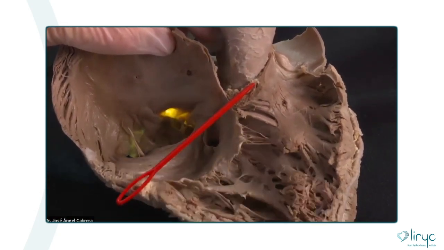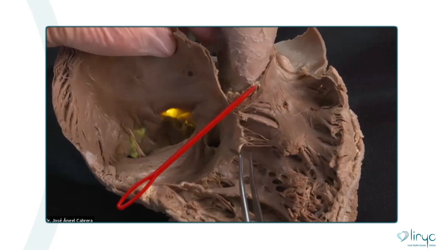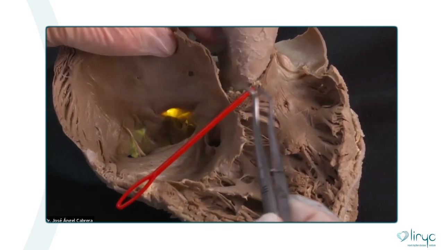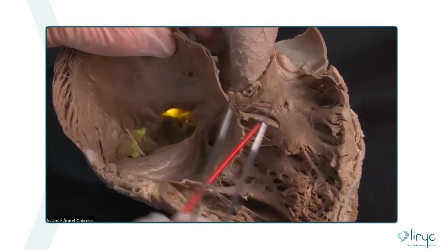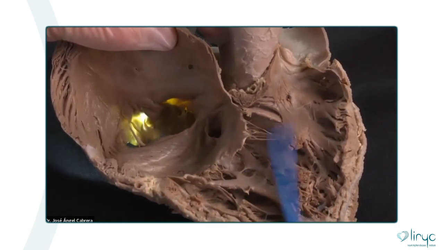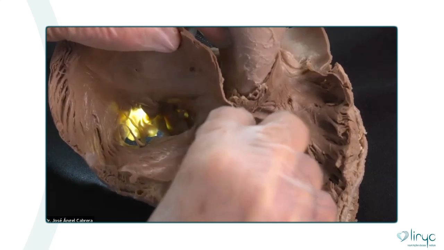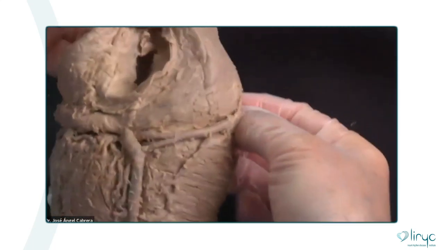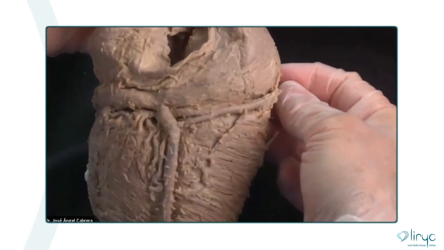And this is the septal leaflet of the tricuspid valve, and this is the tricuspid annulus. And the right coronary artery from here to here surrounding the tricuspid annulus. And this is the coronary sinus. If you go to the coronary sinus, note here, where is the coronary sinus?